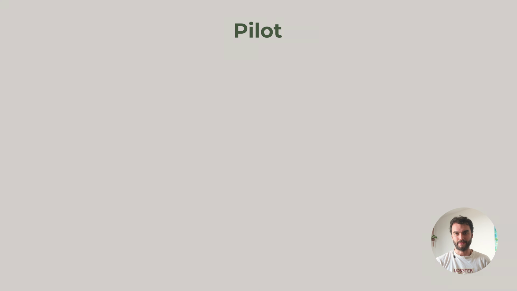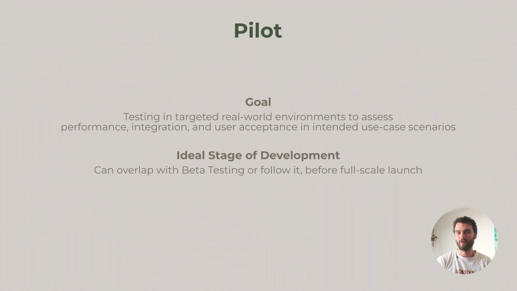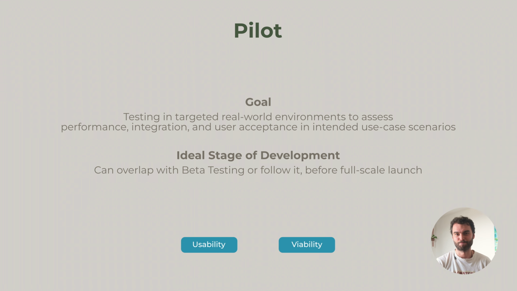Finally, the pilot phase. This is where your product is tested in targeted real-world environments. It's about assessing performance, integration, and user acceptance in the scenarios it's designed for. The pilot is often used in more risky environments and can, in other scenarios, overlap, follow, or be replaced with beta testing. The risks being tested in the pilot phase are viability and usability, which are the final checks before your product enters the market.